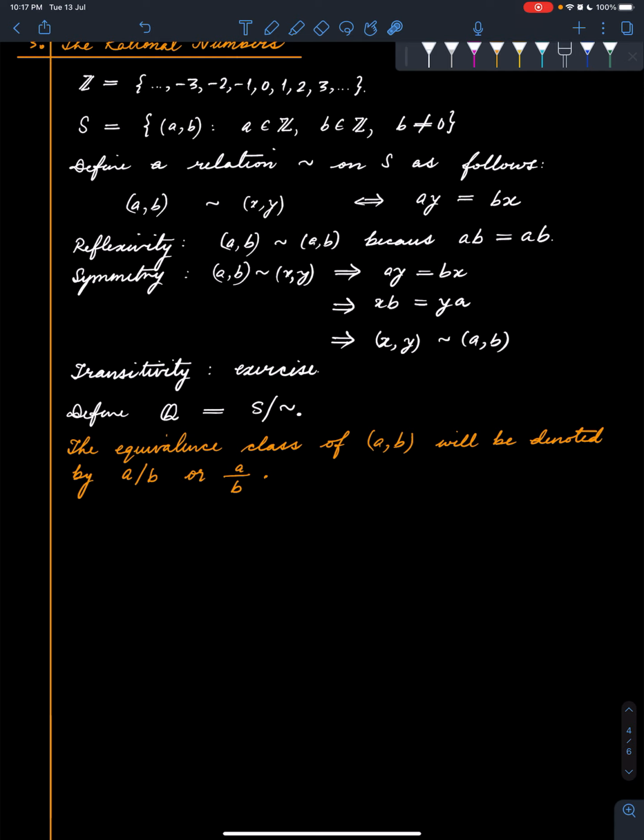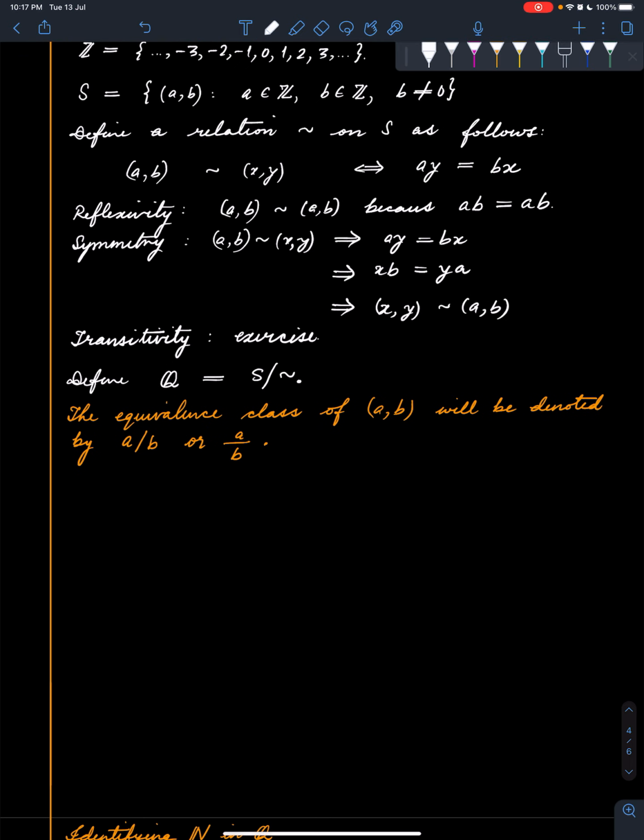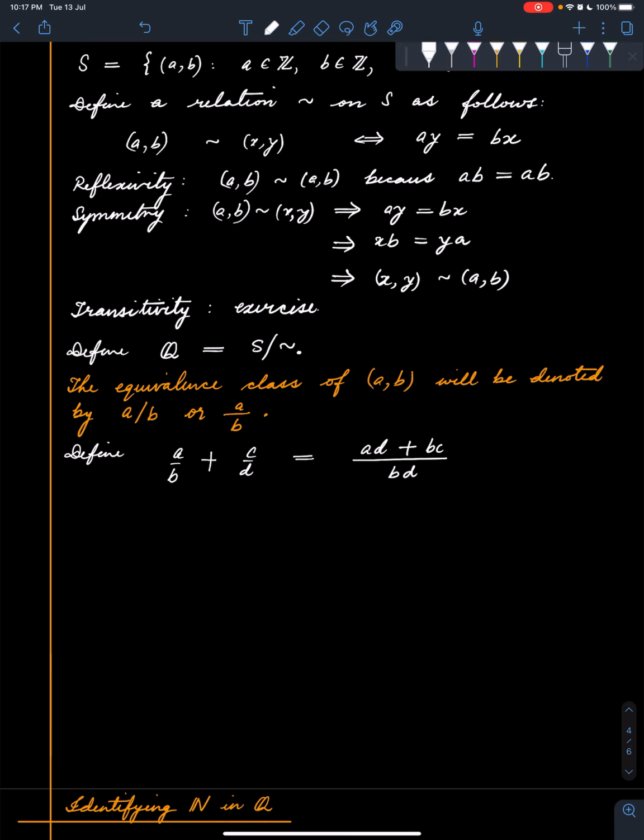Okay, so we have a set. Now we want to define addition and multiplication on it, because rational numbers can be added and multiplied, so we want to mimic that also. So define A by B, this equivalence class, plus C by D as AD plus BC by BD. Okay, so this plus is something that we are defining. This is a recipe to define the sum of two rational numbers or two elements of this set.